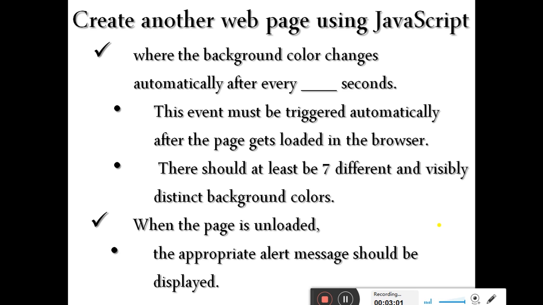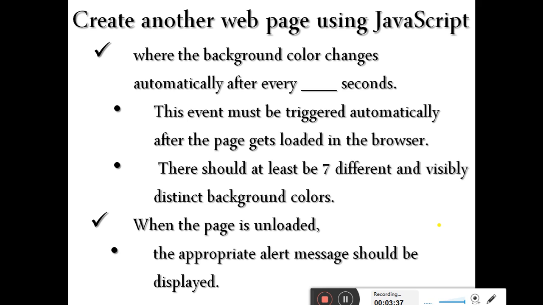This event must be triggered automatically when the page gets loaded in the browser. Whenever your page gets loaded in the browser, the color should change automatically, and 7 distinct colors you are supposed to use. Another part of this: when the second page is unloaded, like when you close the web page, the appropriate alert message should be displayed. That means you are supposed to display a message on the screen after closing the window.